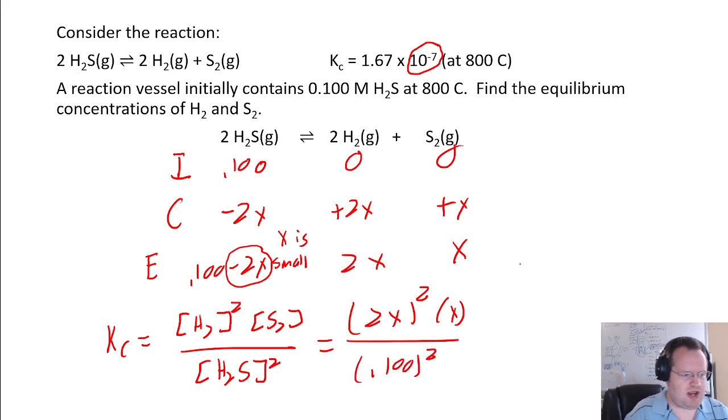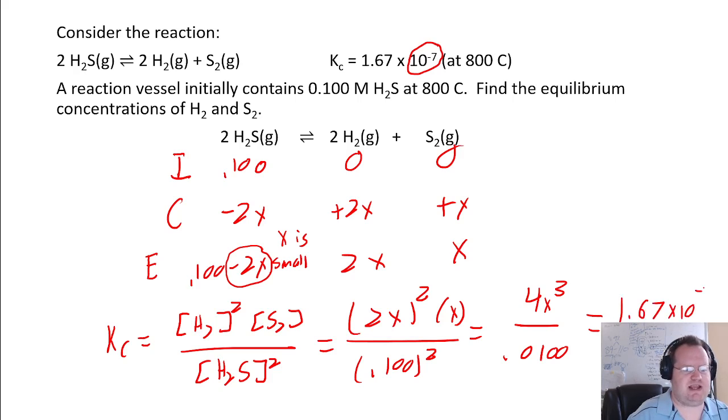Now, when I do all those values, the top, 2x squared, is 4x squared. 2x quantity squared gives me 4x squared, times x gives me 4x cubed, divided by 0.0100. That's when I squared 0.1. And this is all equal to 1.67 times 10 to the negative 7th.